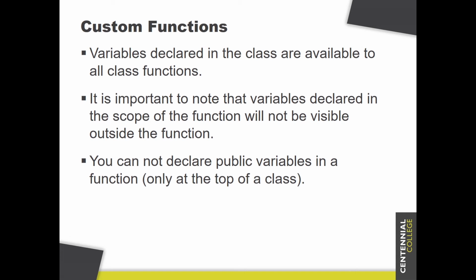Also important to note that if you declare new variables inside of your custom functions, those variables are only visible within the scope of that function. So if you've declared yourself a new int inside of a function, that int is only available inside of that function and will not be visible outside of it. And lastly, you are not able to declare any kind of public variables inside of a function. You can only declare your public variables at the top of your class.